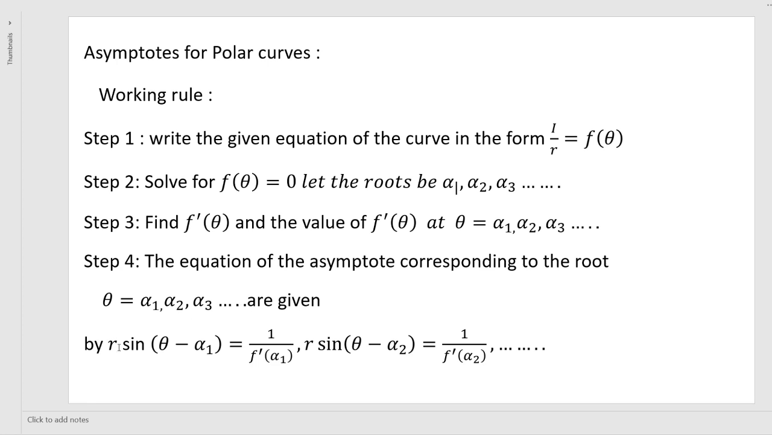The equations of the asymptotes corresponding to the roots theta is equal to alpha 1, alpha 2, alpha 3, and so on are given by r sine of theta minus alpha 1 is equal to 1 divided by f dash of alpha 1. If two roots exist, we get two asymptotes. In the similar way, for n roots also, r into sine of theta minus alpha 2 is equal to 1 divided by f dash of alpha 2, and so on.